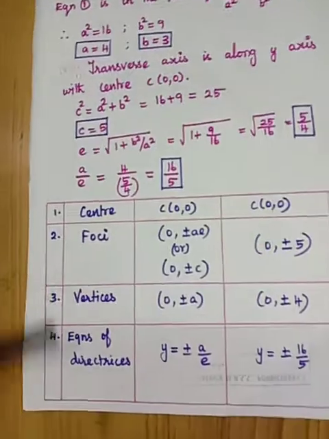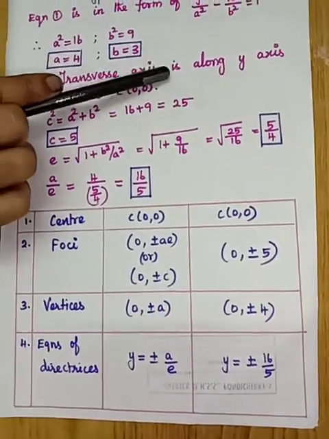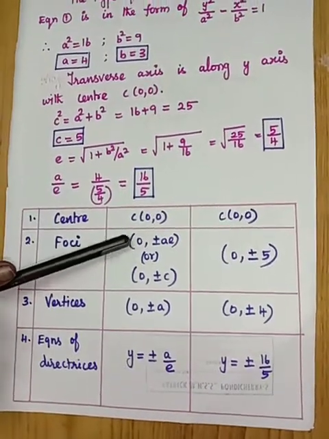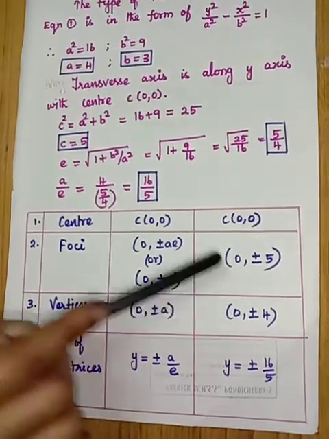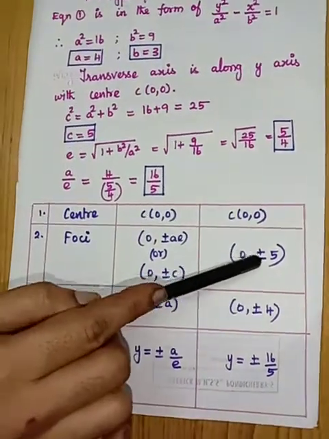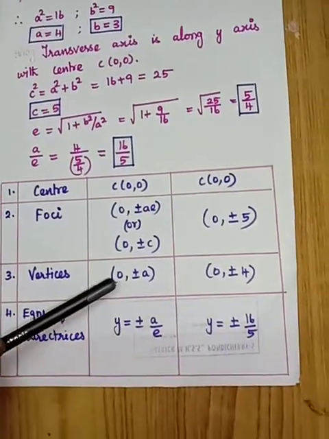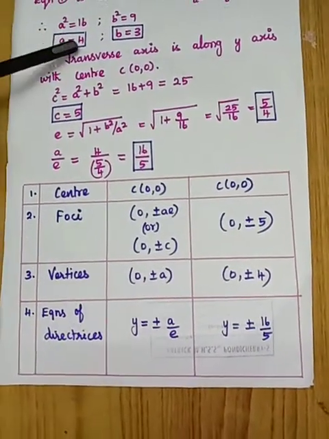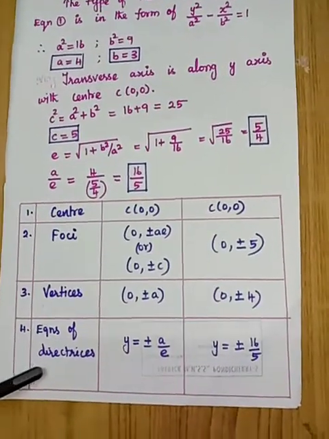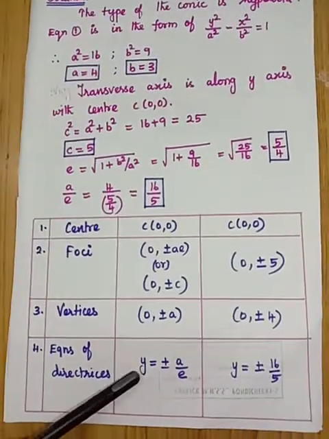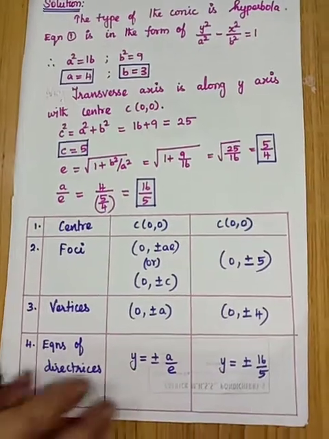Tabulate all the results. What's the center? 0, 0. The foci are along the y-axis. So the foci will be 0, plus or minus ae, so you can use c. What is c? 5. So 0, plus or minus 5. Next we have to go for the vertices. Vertices are 0, plus or minus a. What is a? 4. So 0, plus or minus 4. Equation of directrices. It is along the y-axis. So y is equal to plus or minus a by e. So y is equal to plus or minus 16 by 5.